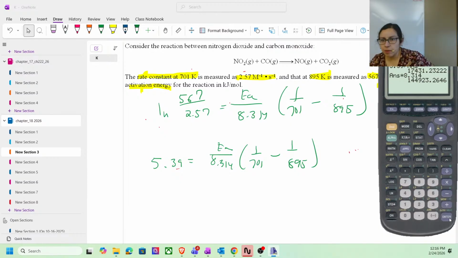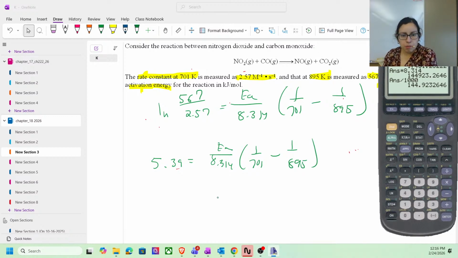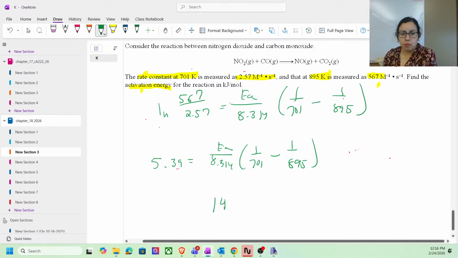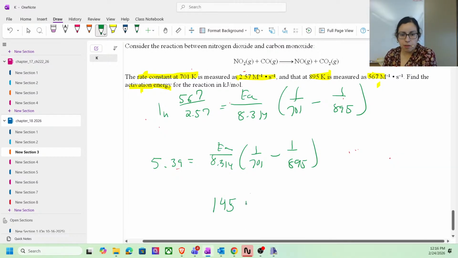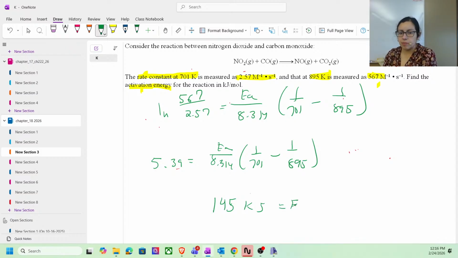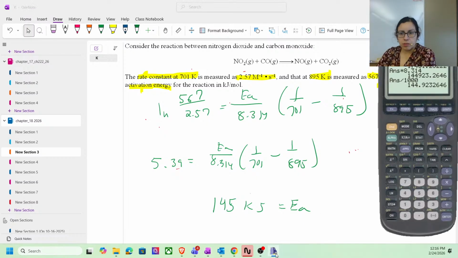Okay, so I get about that answer for my activation energy. So that's in joules. So about 144, or let's see, I'll round it to 145 kilojoules for the activation energy. So double check your math if you didn't get that.